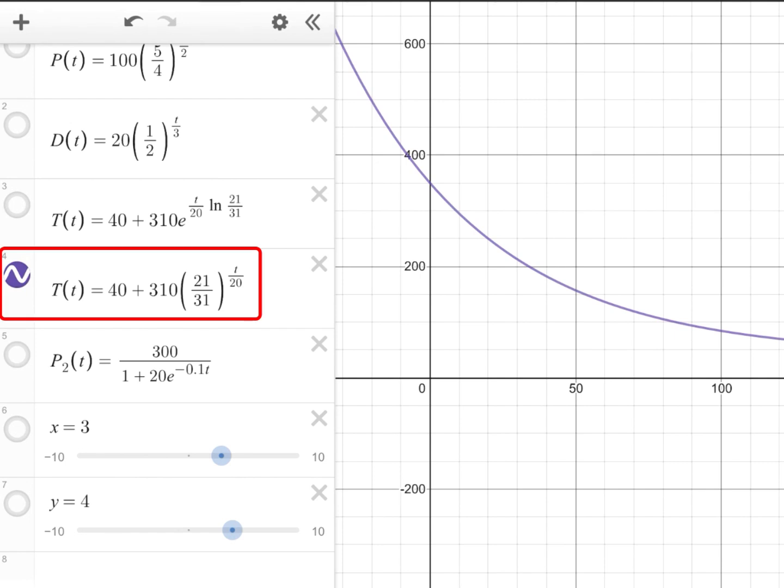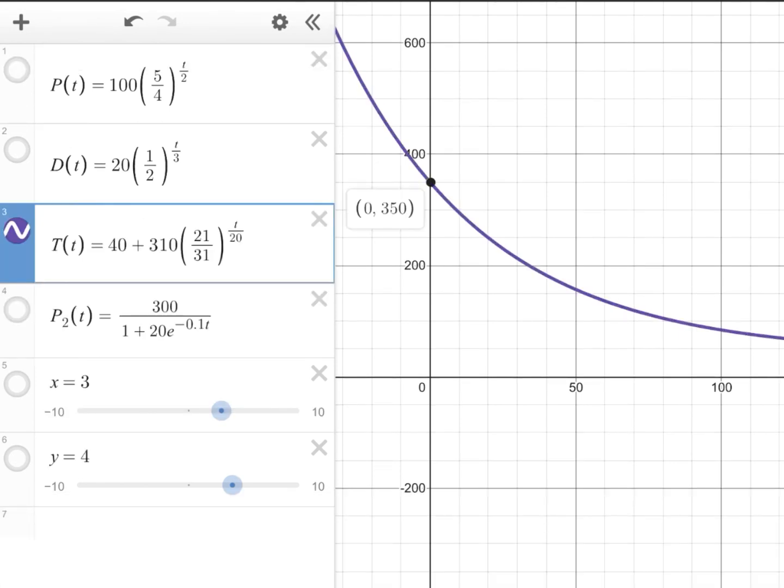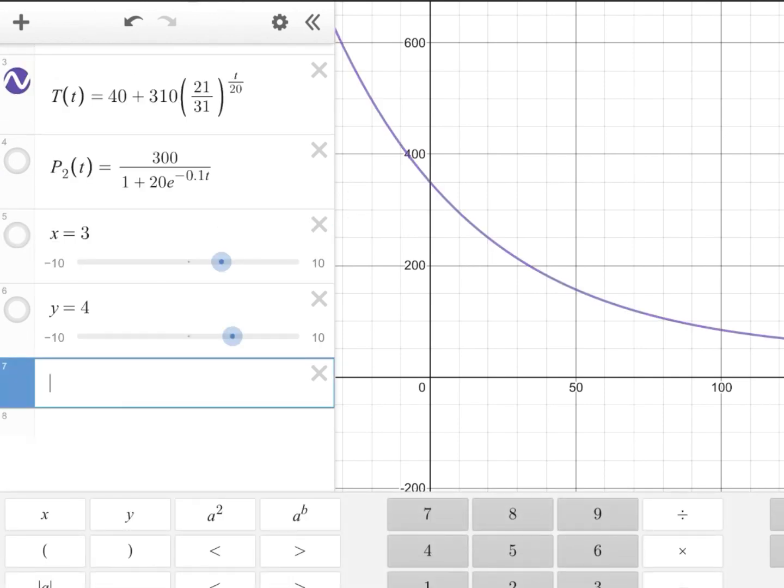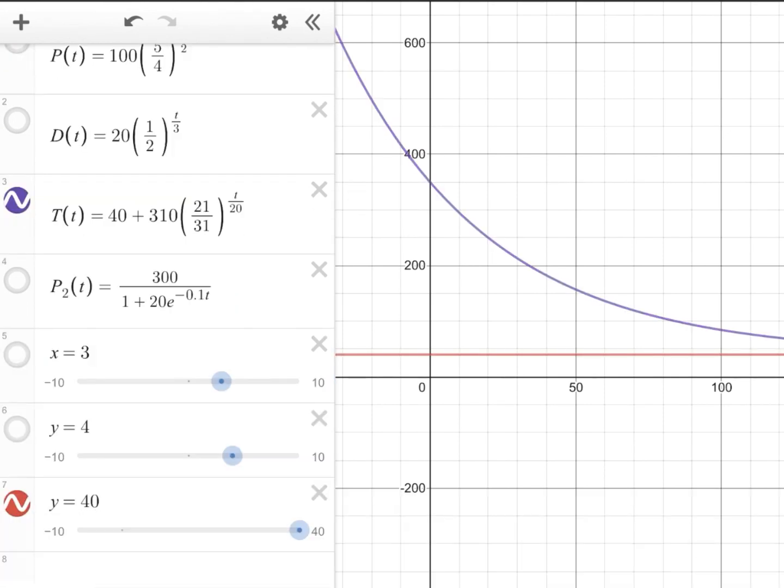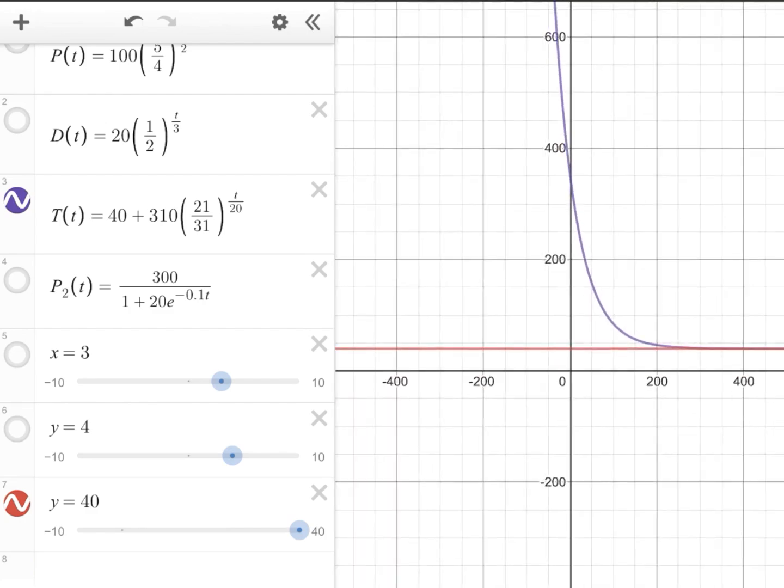Okay, so here's the T function. If you click on this purple, you can see clearly we start at time 0, the temperature was 350. And since the cooler is maintained at 40 degrees, you expect the temperature of the pie to approach that 40 degrees. So you expect a horizontal asymptote here. So if I do y equals 40, this does make a horizontal line. If I zoom this way, you can see it's an asymptote.